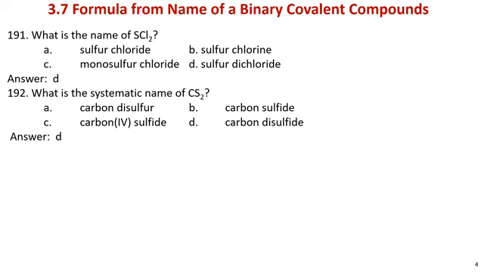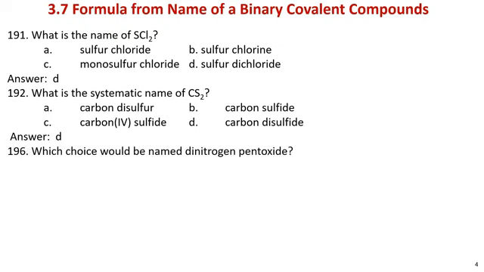Name of the dinitrogen pentoxide. Dinitrogen pentoxide is 2-nitrogen 5-oxide, pentoxide. A is the correct answer. Did you see A is the correct answer?